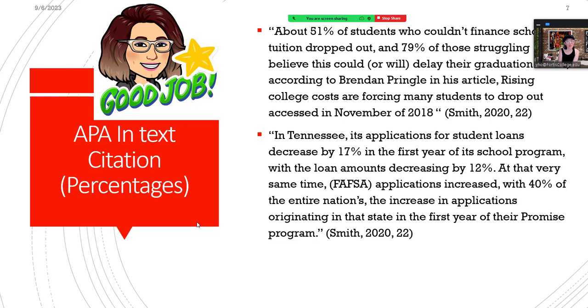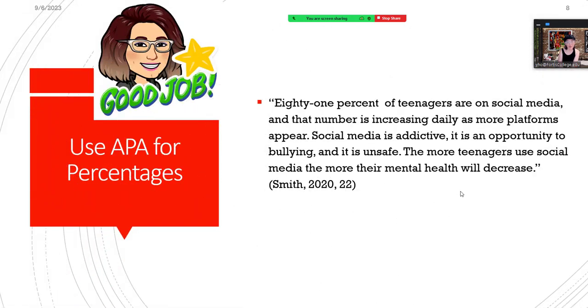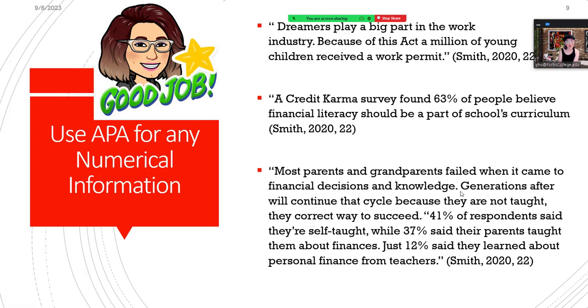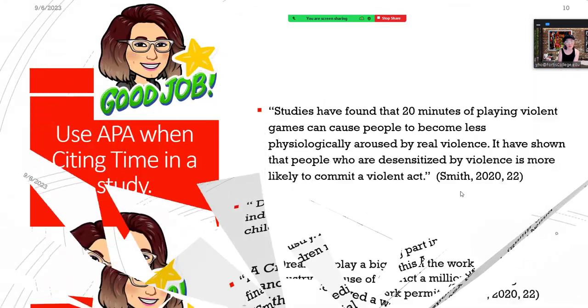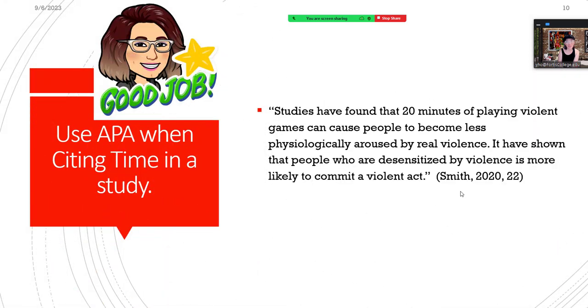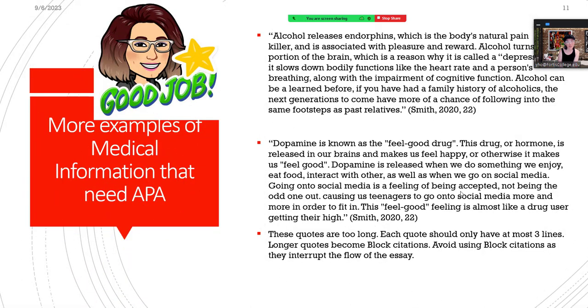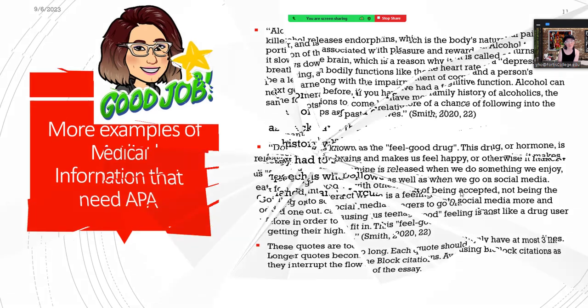So whenever you have in-text citations with percentages like 51%, 79%, 17%, you have to cite the source in order to give the researcher credit. So here you have more percentages. 81% of teenagers are on social media, and then you have to state the author, the date, and the number. So anytime you use any kind of numbers, like 20 minutes, stating time, stating dates, percentages, you have to cite the source. If you're citing medical facts, alcohol releases endorphins, you have to cite the source.